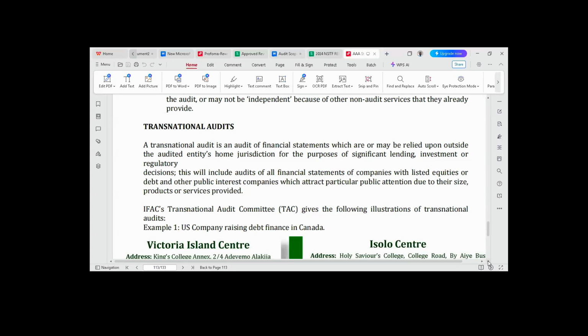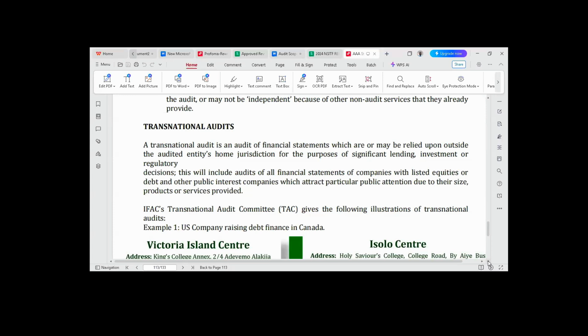So these audits are performed by a selected, experienced team of transnational auditors. We call them transnational auditors. That is the area. It's a specialization in audit.